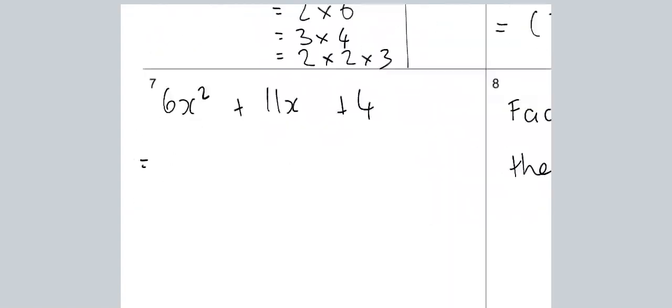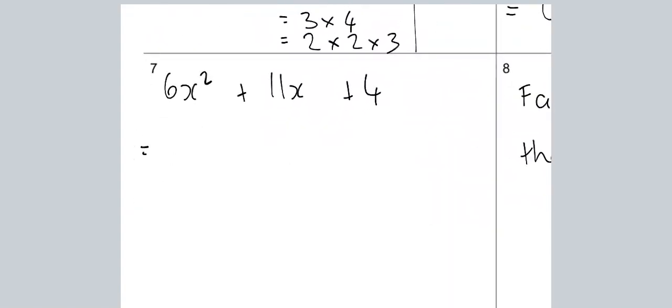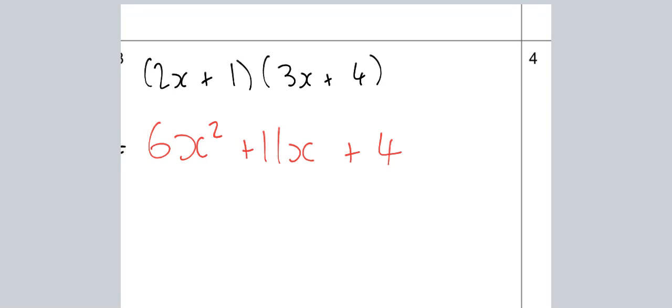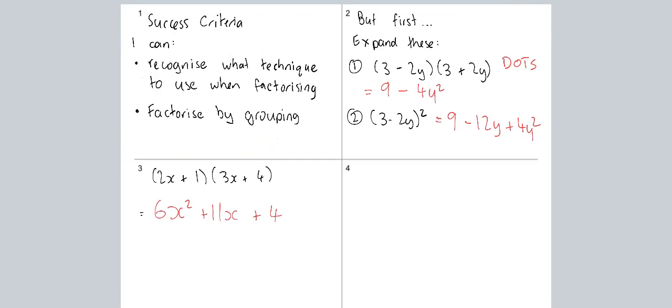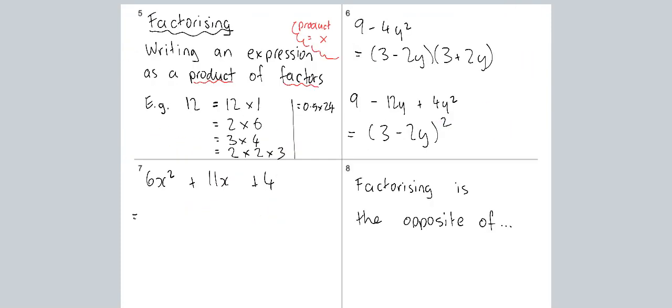Okay, the last one, 6x squared plus 11x plus 4. Well, if I flick back here, it's 2x plus 1 times 3x plus 4. So I'm going to write that in. Oops, let me try that again. 2x plus 1, 3x plus 4. Like so.